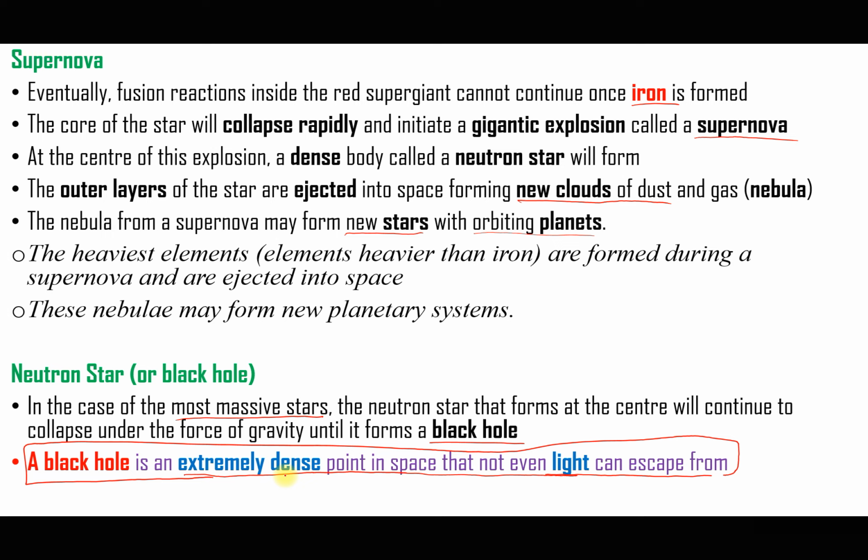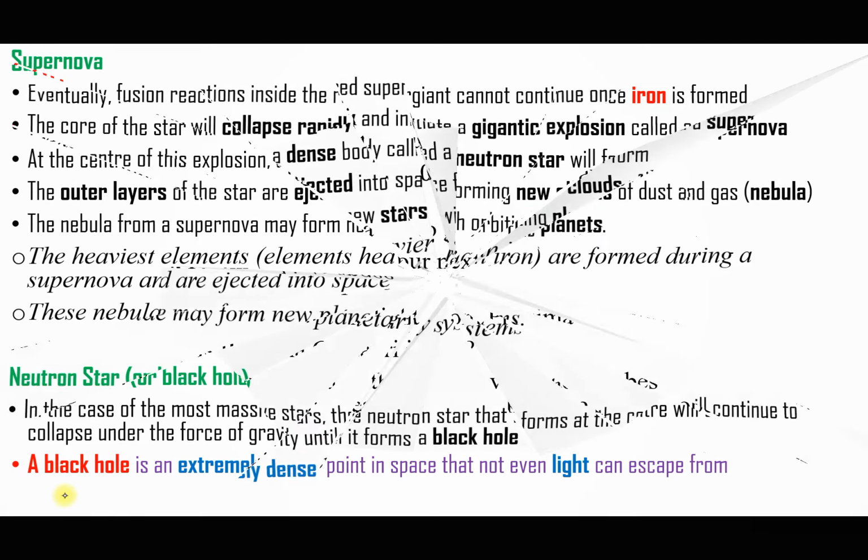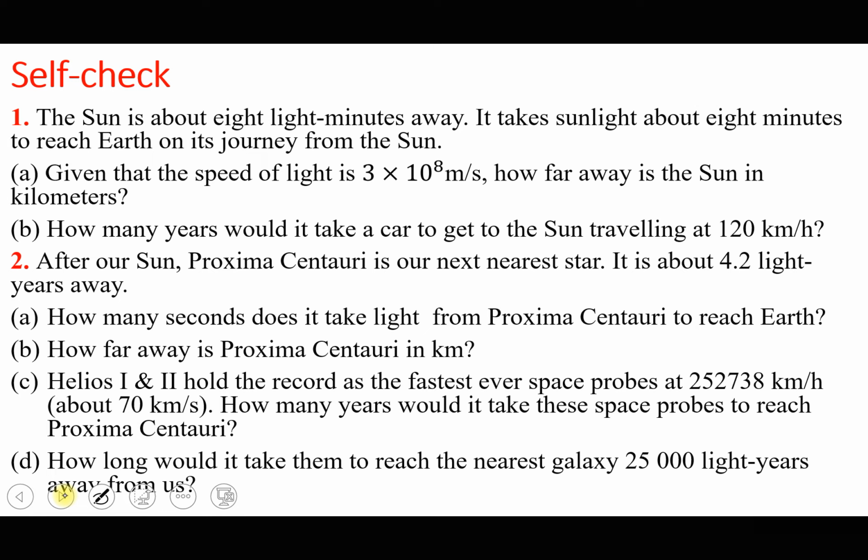Okay. So from what I have elaborated, you should now be able to answer a simple self-check. The sun is about 8 light minutes away. It takes sunlight about 8 minutes to reach the Earth on its journey from the sun. Given that the speed of light is 3 times 10 to the power of 8 meters per second, how far away is the sun in kilometers? You have the time, you have the speed, so you should find the distance.